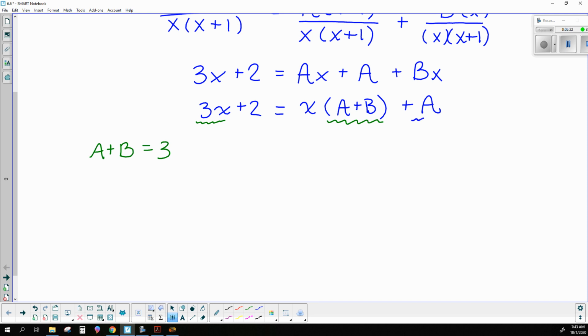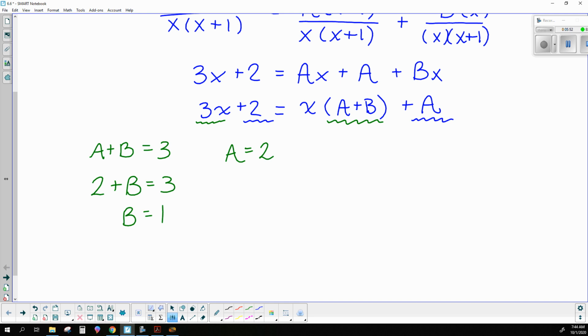Similarly, I have an a that does not have a coefficient, or a variable, I'm sorry, and neither does the 2. So in this case, a must be equivalent to 2. Well, I can recycle that back into the a plus b. So that's 2 plus b equals 3. So the missing b must have been a 1. So a was a 2 and b was a 1.